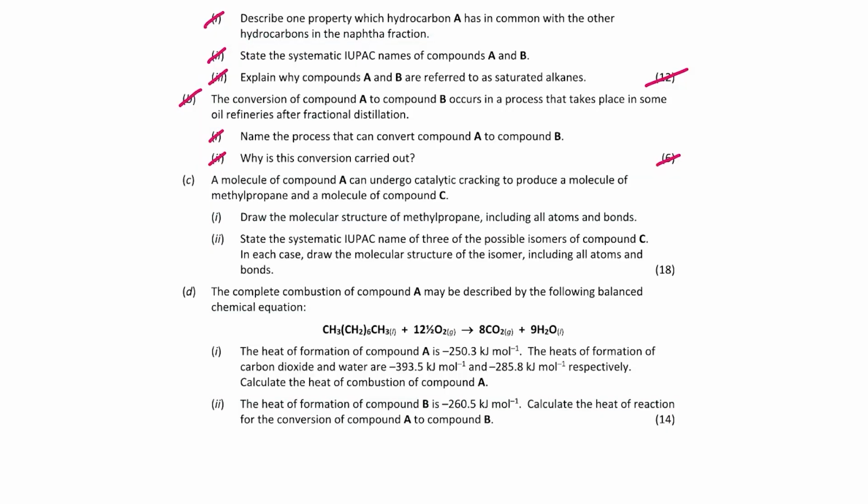So now we've part C done, so we've C I and II done for a total of 18 marks there. We'll fly on now to part D. And part D is looking at the combustion of compound A. So we're given an equation and we have to work out the heat of combustion of compound A based on the information given in part I.